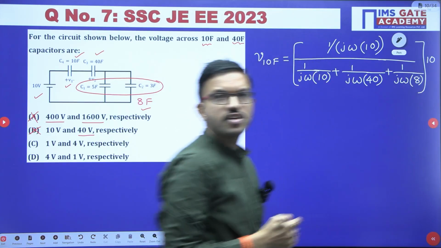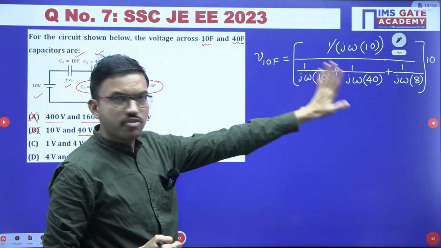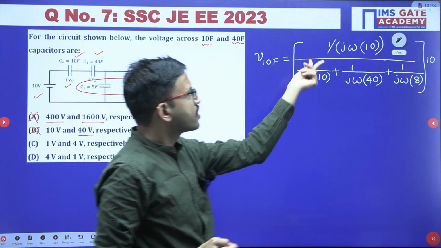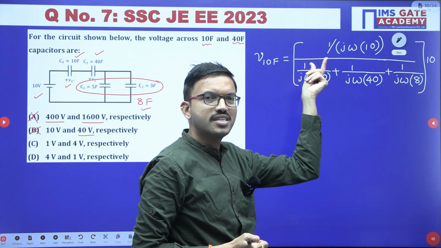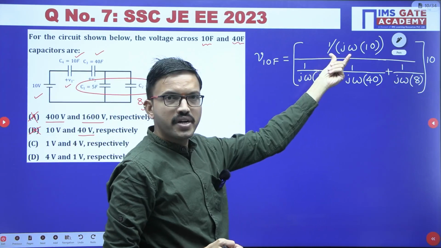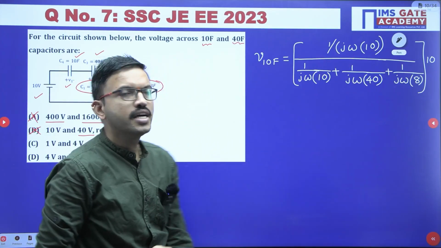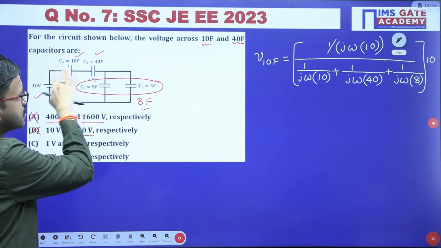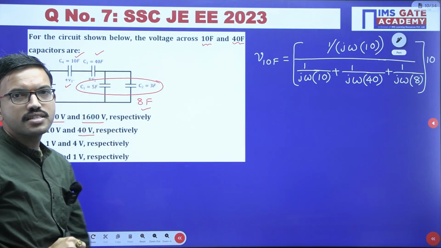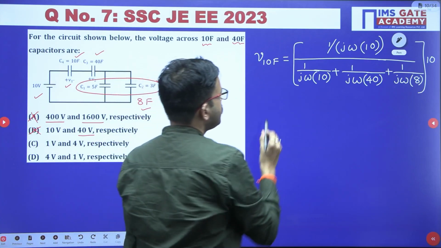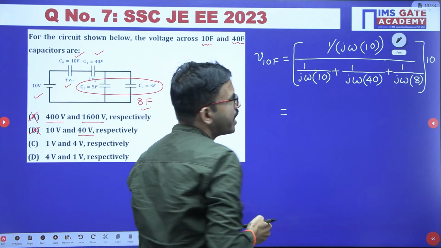I hope all of you got the clarity. So what is the supply voltage there? That multiplied by, across whichever element you want the voltage, that element's impedance you have to consider in the numerator, and in the denominator the sum of all the impedances of the elements that are connected in series. Okay, right. Now let us do the calculation.